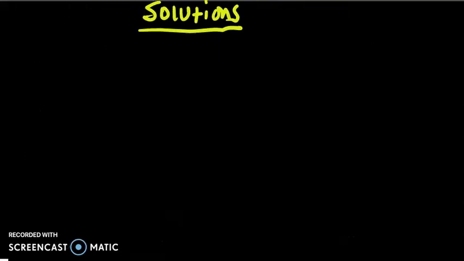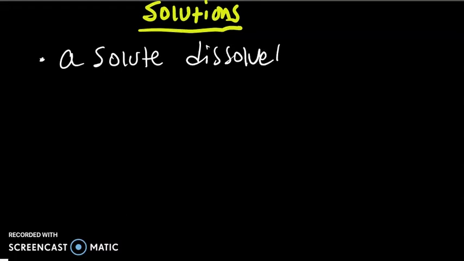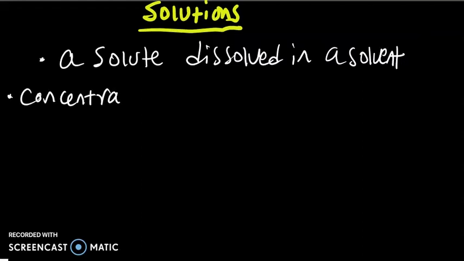A solution is a typical example of a homogeneous mixture. Solutions are composed of a solid dissolved in a solvent. So let's define what concentration means. This is just a basic definition. We will look at it in more detail in our next videos. Concentration is the amount of solid dissolved in a known volume of solution.